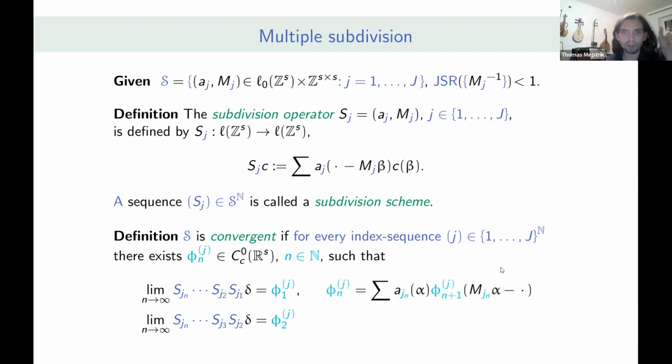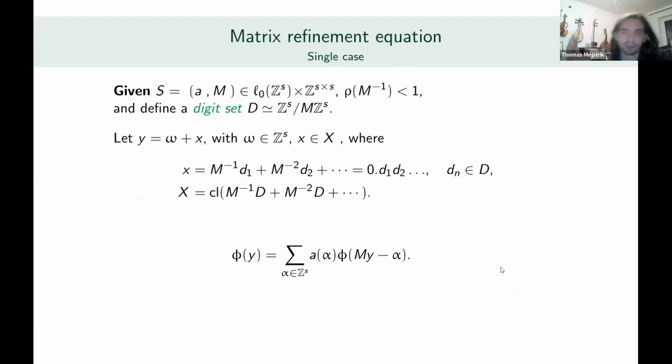Now we have the definition, and now my target is to show how can we prove that a given multiple subdivision scheme is convergent. For this, we need to make a slight detour to attractors and tiles. And again, first in the single case. So we have a mask and a dilation matrix. So the mask was the data generation rule, and the dilation matrix, how our mesh is refined.